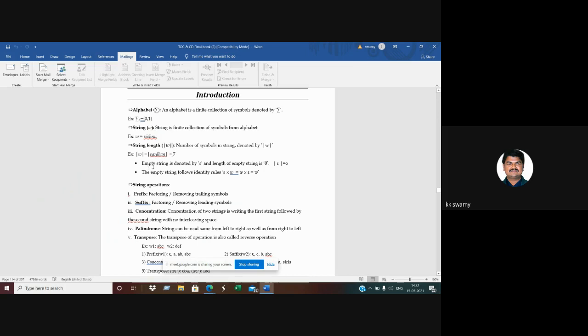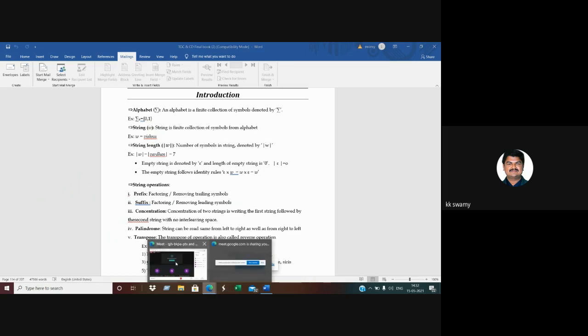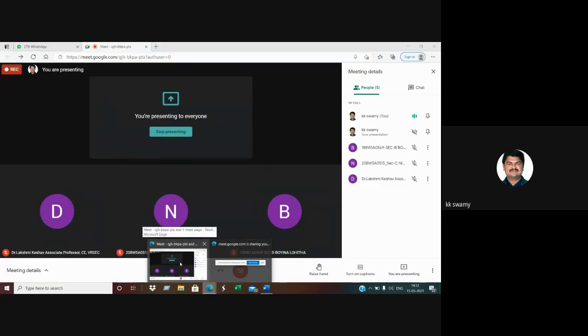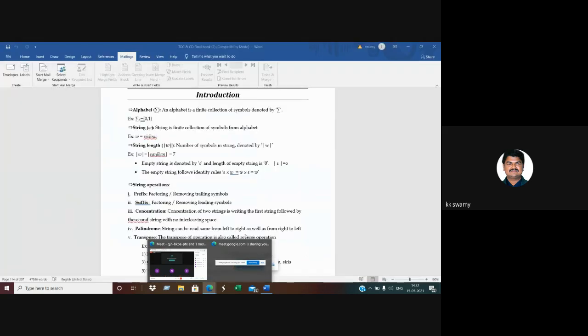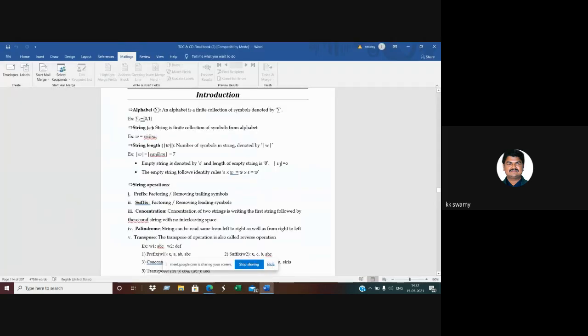Next, there is also the empty string. In strings we have one notation called the empty string. Empty string means a zero length string. How do we identify the zero length string? It is represented by epsilon. The empty string is denoted by epsilon, and the length of the empty string is 0. The empty string follows epsilon into w equal to w, and w into epsilon is also w.